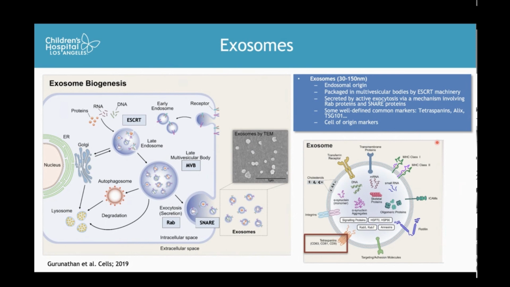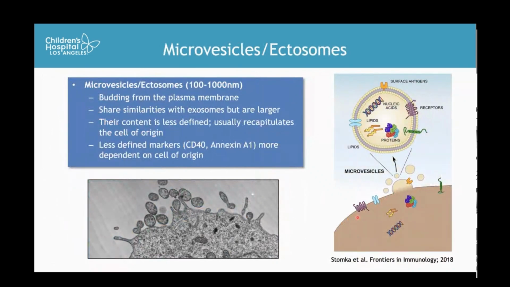There's also other proteins such as ALIX and TSG101 that are part of the export complexes and are of endosomal origin. The other type of vesicles are microvesicles or ectosomes, which differ from exosomes not only because they tend to be larger, but because they bud from the plasma membrane. So they do have similarities with exosomes, but their biogenesis is different. They've also been historically less studied, and their content is less defined, and it usually recapitulates the cell of origin.